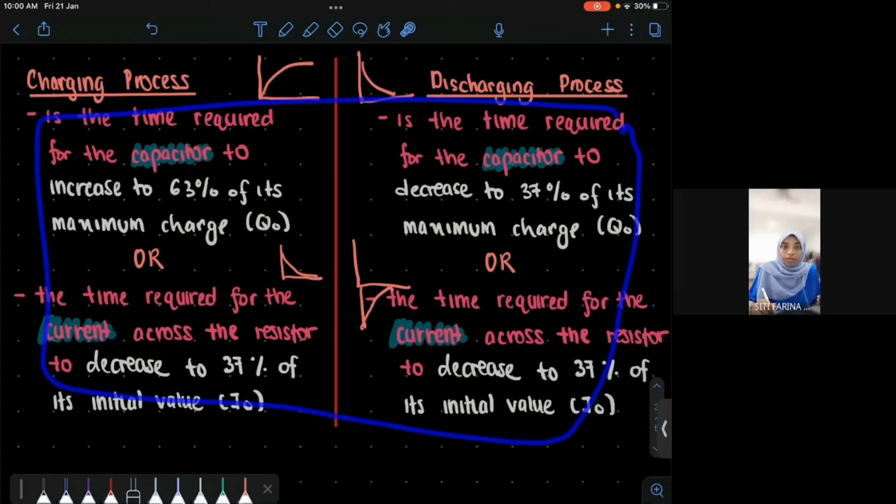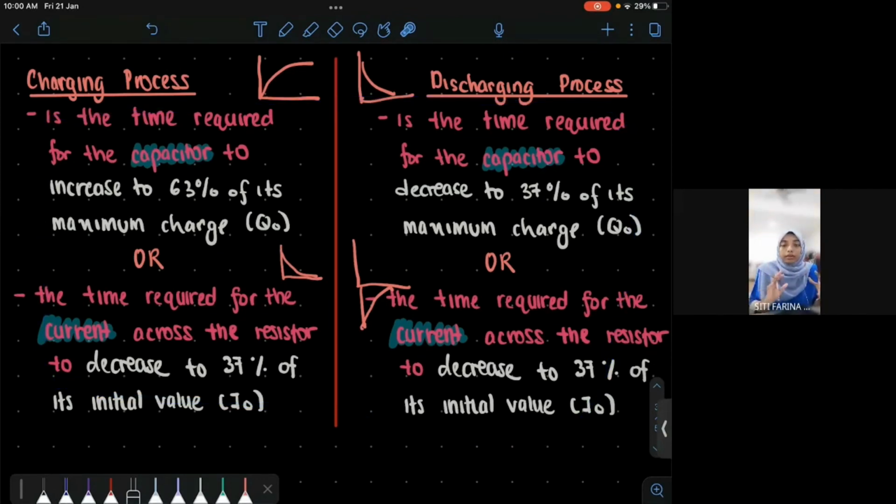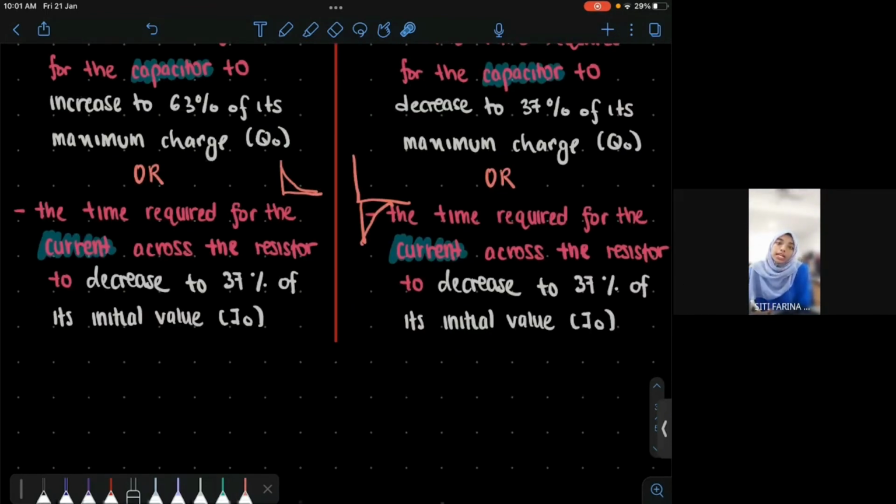Okay, ini memang kamu kena faham. Kalau kamu faham, you can tulis sendiri. Awak tak payah hafal bulat-bulat. Definition of time constant tak payah hafal bulat-bulat. Awak cuma fahamkan when you're talking about charge adalah time taken for the capacitor to increase to 63% of its maximum charge. Dari segi current pula decrease to 37% of its initial value. Kalau discharging untuk current dan capacitor sama, iaitu time required for the capacitor (dalam bracket current) to decrease to 37% of its maximum charge (dalam bracket initial value of current). So, boleh guna satu definition terus. Okay, hafal satu saja. Okay, that's it for charging this charging.